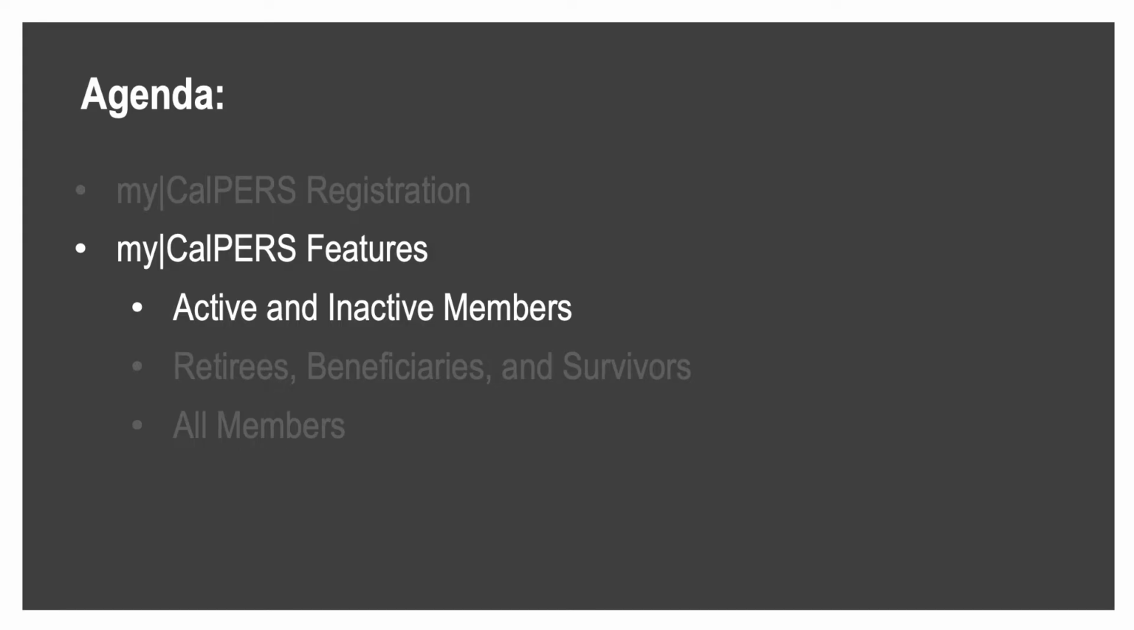Now that you know how to register, let's take a look at some of the different features that you may have access to in your CalPERS account. The features available are different depending on what category you're in and the benefits you're entitled to. We're first going to take a look at the possible features if you're an active or inactive member, and then we'll move on to what retirees, survivors, and beneficiaries may see. Lastly, we'll discuss a few things that all members can view.